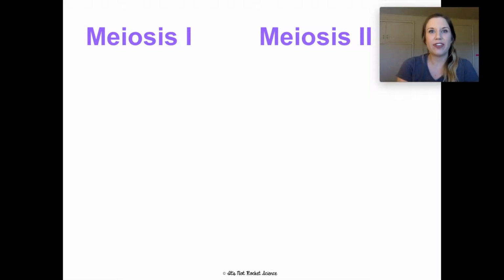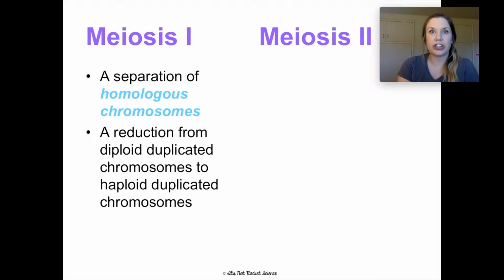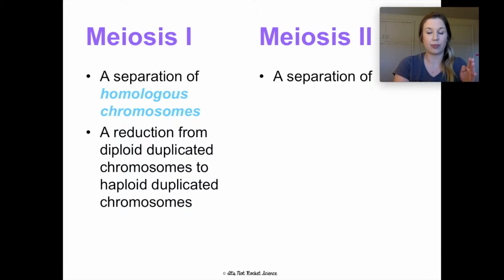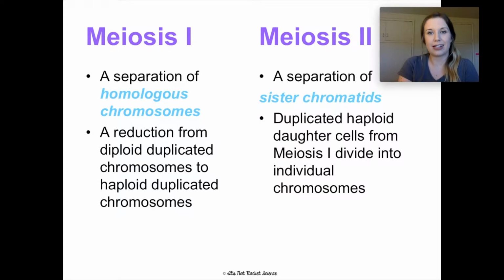So, the 2 different phases of meiosis, meiosis 1 and 2. Meiosis 1 begins with a separation of homologous chromosomes, and there is a reduction from diploid duplicated chromosomes to haploid duplicated chromosomes. I'm going to speed through this. Please feel free to rewatch, pause, digest at any point in time. Meiosis 2 is a separation of sister chromatids, and the duplicated haploid daughter cells from meiosis 1 then divide into individual chromosomes.